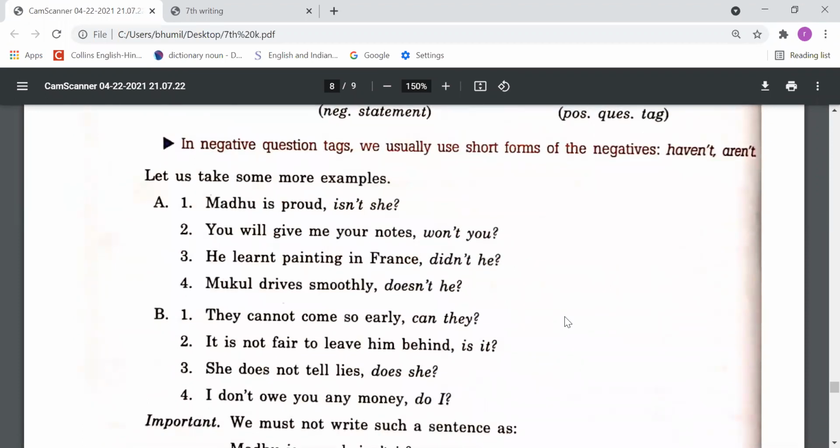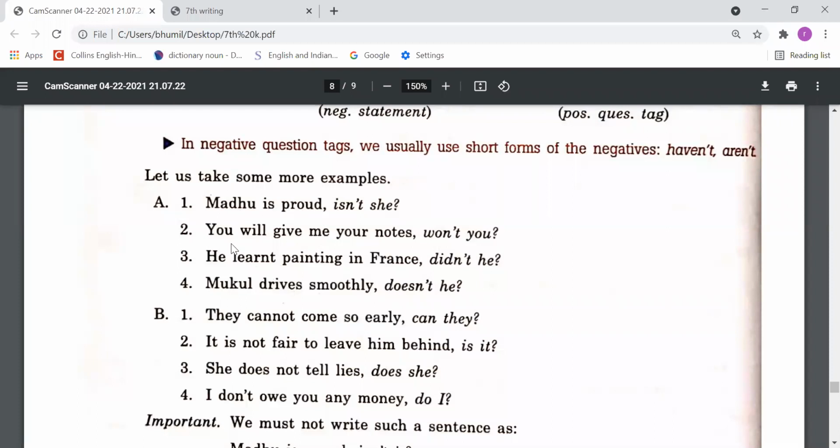Madhu is proud, isn't she? So dear student, this point we have to remember. Whenever names are there in the subject, you are not allowed to write the name in the question tag. You need to use the suitable pronoun instead of the name. So Madhu is proud. Madhu is a girl. That's third person singular, feminine gender. So for third person singular, feminine gender, we need to use she. Madhu is proud, isn't she? If there is any name related to masculine gender, like any boy name, then you can mention he. Like Rahul is proud, isn't he?